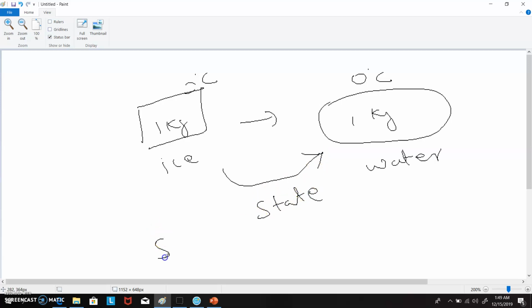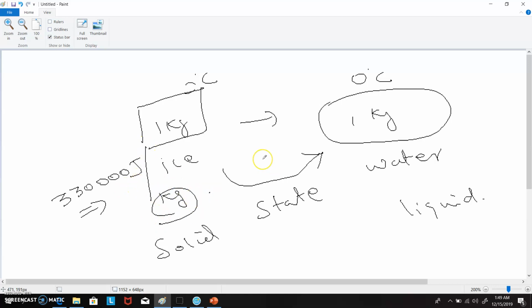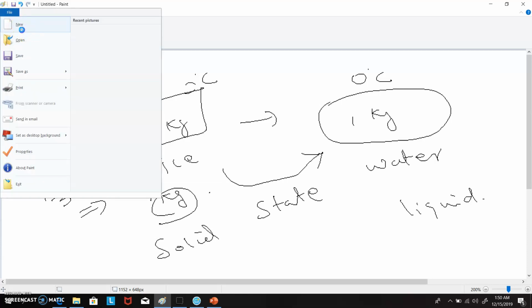What is state? Here is a solid state and here is a liquid state. During this process we are supplying heat. To completely change from ice to water we have to supply 330,000 joules of energy if it is 1 kilogram of ice. We need this much of energy, my dear students. Is that clear?